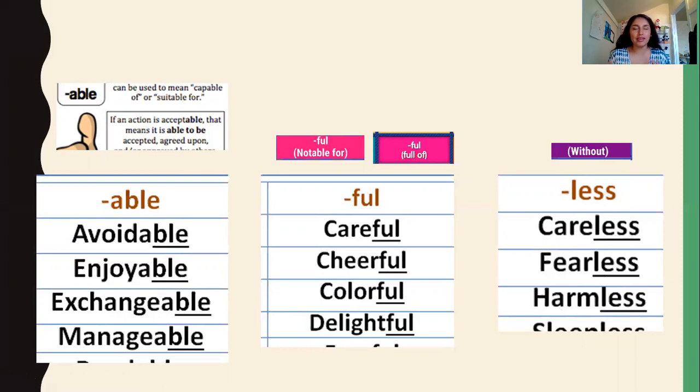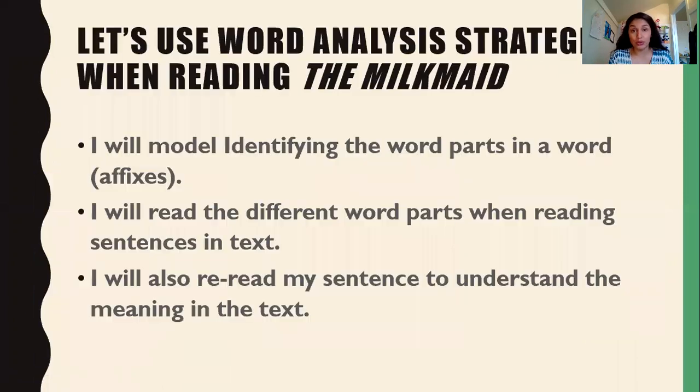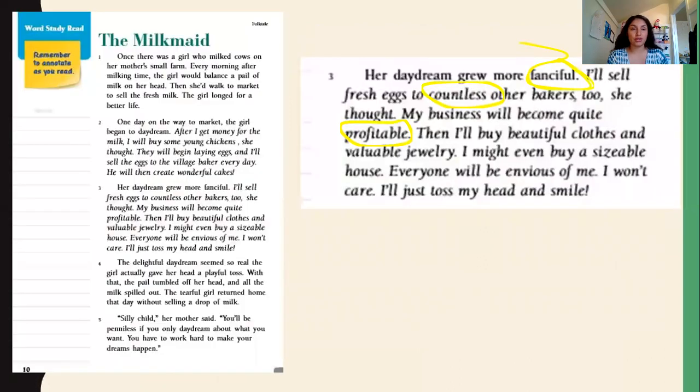It's a little bit easier to remember, and I think full too. I think able is a little bit, we kind of have to see it, read the sentence so that we can better understand the meaning. And I think that is what we're learning this week. So I'm going to go ahead and teach you some strategies during your reading, okay? I'm going to model identifying the word parts in a word, so it's affixes. I'm going to read the different word parts when reading sentences in a text. And I'm also going to reread my sentences to understand the meaning of the text. Okay, I'm going to go ahead and get started.